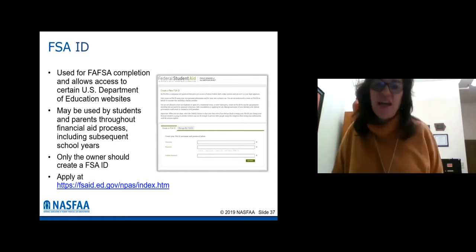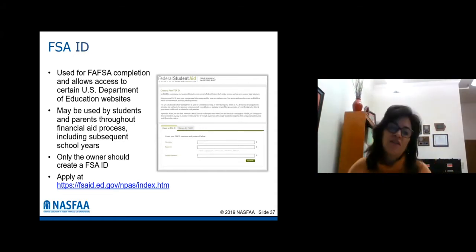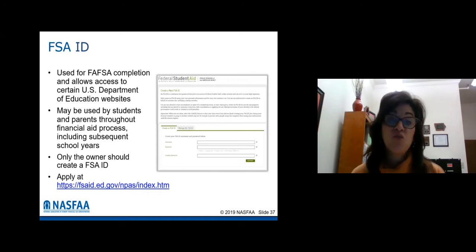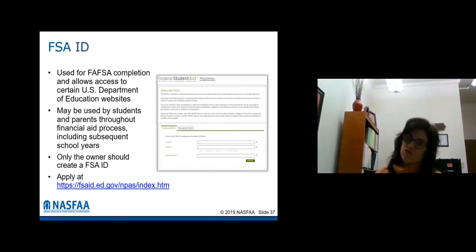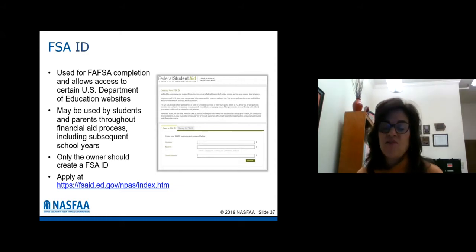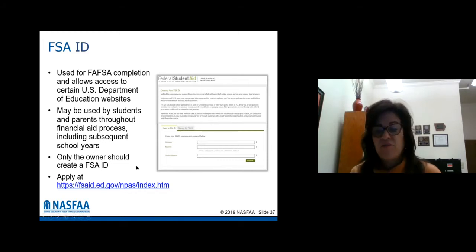Even though it was just adding a college, you're actually giving the authority to the federal government to release your pertinent personal information as well as your son or daughter's. And so that's why both signatures are required. Any change you make to that FAFSA, both of you are going to have to sign, again with the FSA user ID and password.